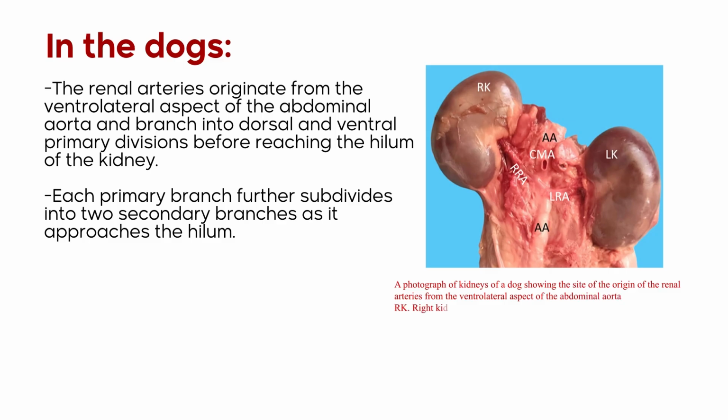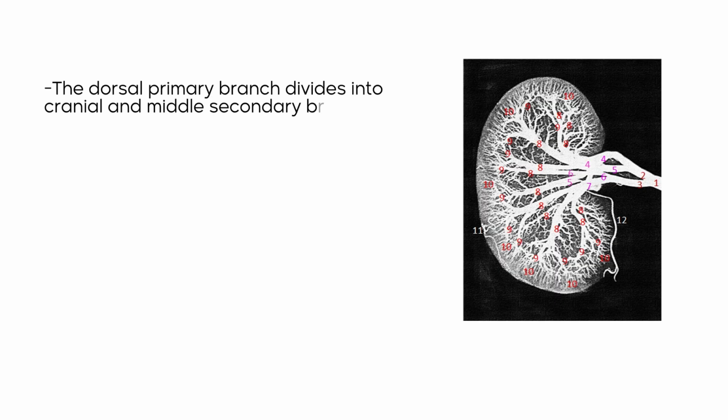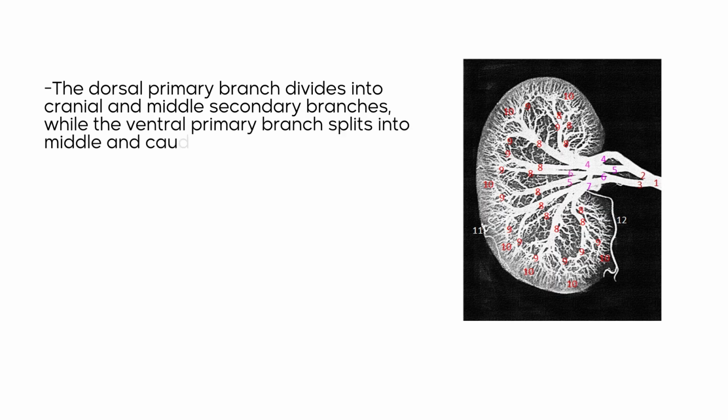RK. Right kidney, LK. Left kidney, AA. Abdominal aorta, CAN. Cranial mesenteric artery, RRA. Right renal artery, LRA. Left renal artery. The dorsal primary branch divides into cranial and middle secondary branches, while the ventral primary branch splits into middle and caudal secondary branches.